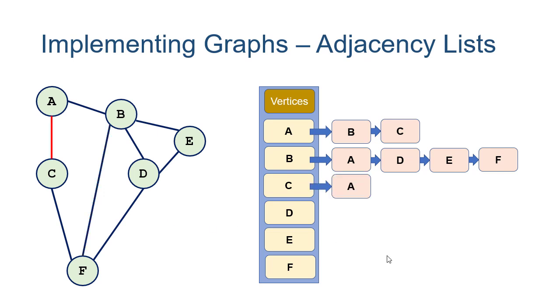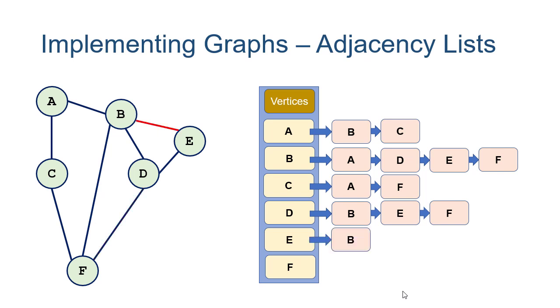So now let's take a look at C. C has neighbors A and F. D has neighbors B, E, and F. Again, you'll notice all we're doing is creating a linked list of the nodes that are neighbors to the node that we're focused on. So E has neighbors B and D, and F has neighbors B, C, and D. So this is our final adjacency list of this graph.